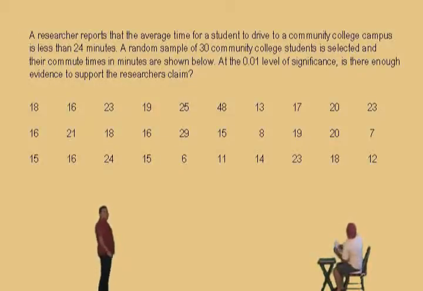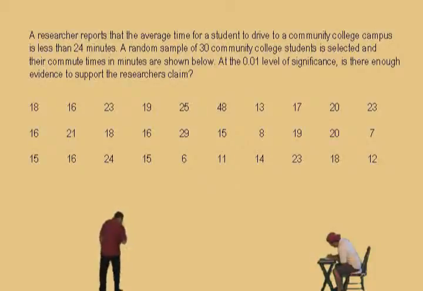Okay, Charlie. A researcher reports that the average time it takes a student to drive to their community college campus is less than 24 minutes. 30 students are then surveyed, and the time it takes them, in minutes, to drive to the campus is recorded, and there's the data values there. There's 30 of them. Now, at the alpha equals 0.01 level of significance, is there enough evidence to support the researcher's claim? The first thing we're going to do, Charlie, is define what the claim is.